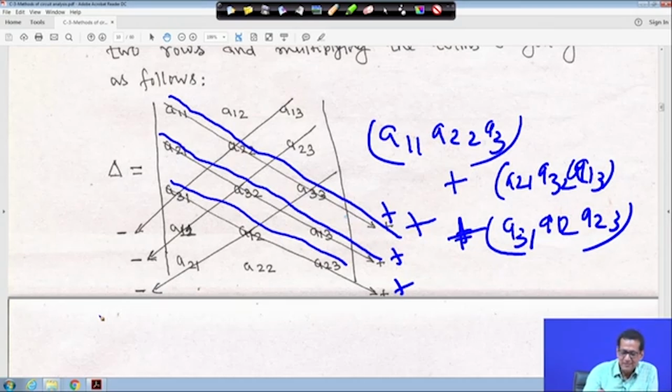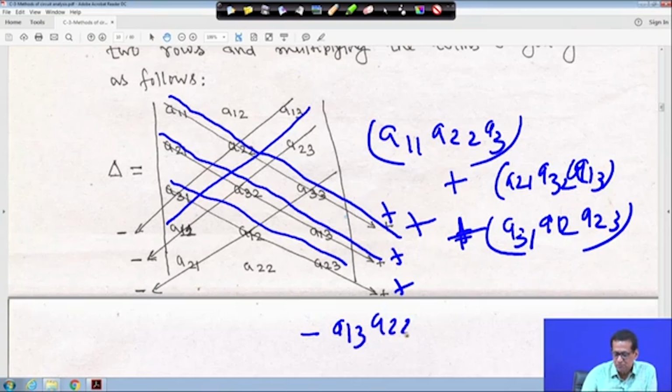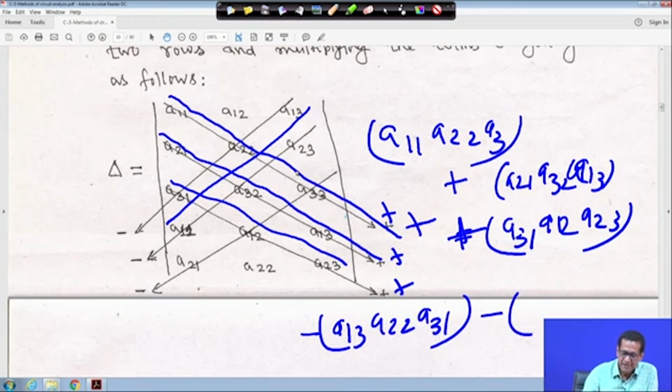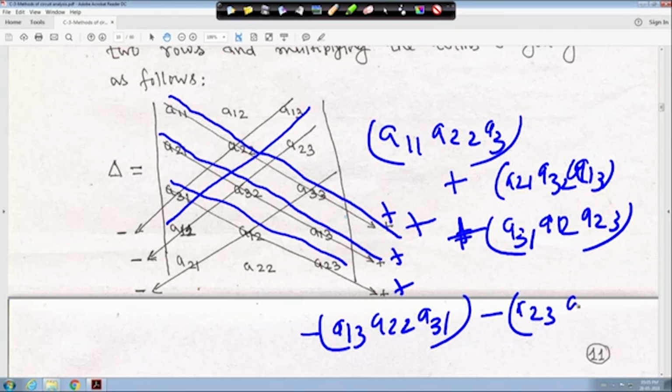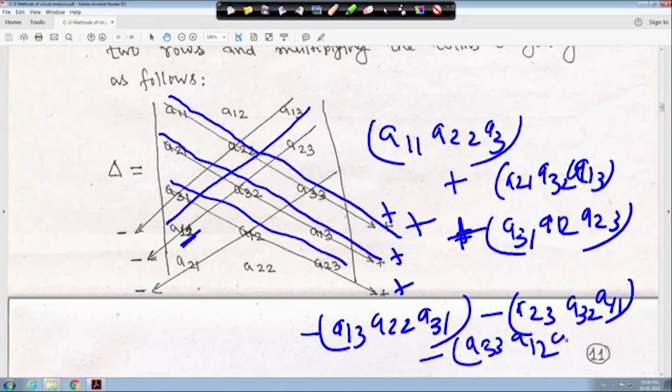So minus means that these elements may be plus or minus, that does not matter, but the sign should be minus. Then minus you take a13, a22, a31. Then minus this one, a23, a32, a11. And then minus this another one, a33, a12, a21.